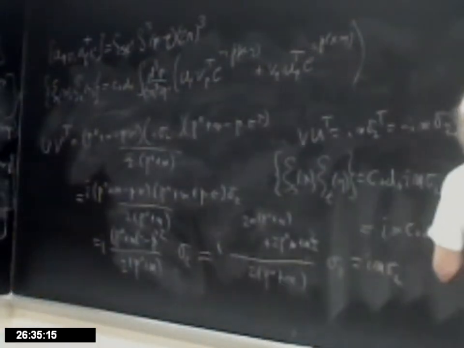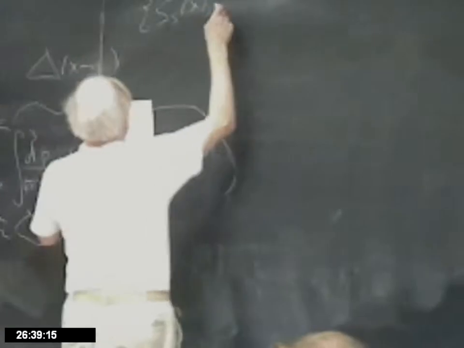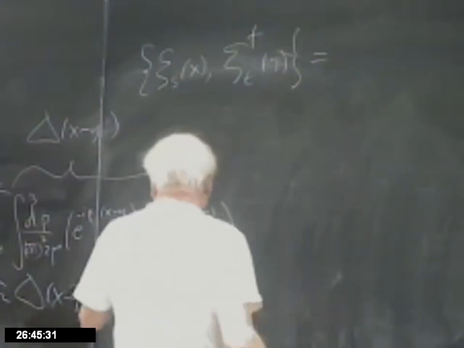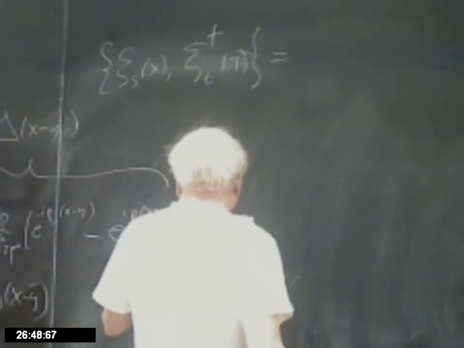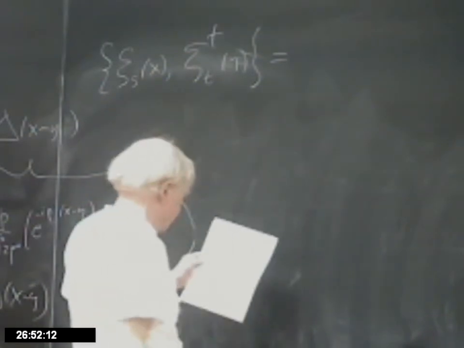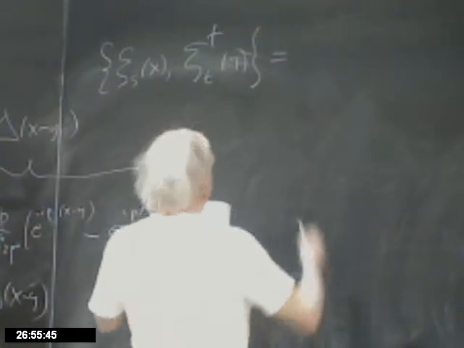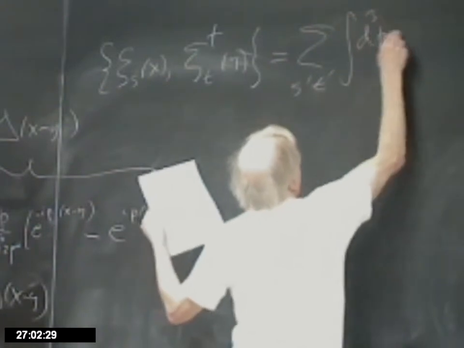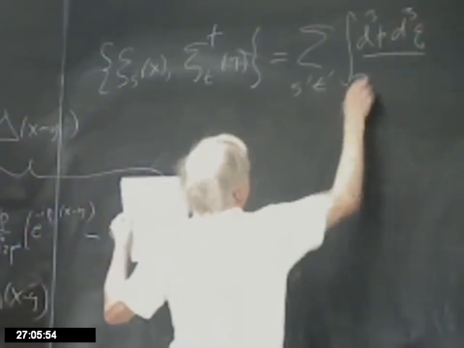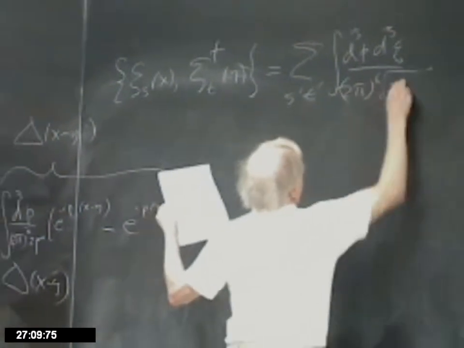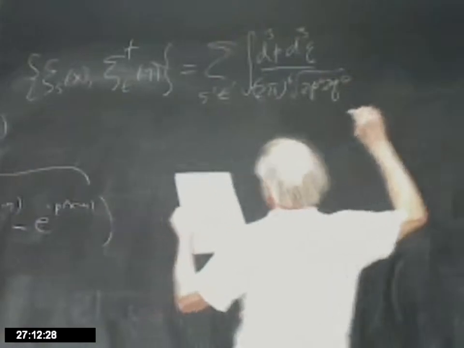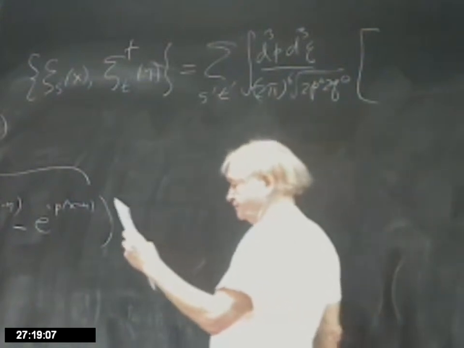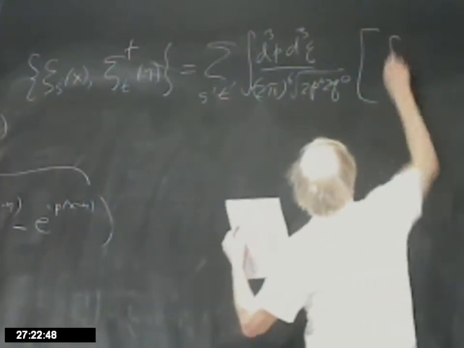let's look at the anti-commutator C sub S at X and C dagger sub T at Y. Boy, I'm looking at my notes here, and it's absolutely scary the number of subscripts. Okay, there's that. And then what we have is, well, I wrote it as one gigantic anti-commutator.